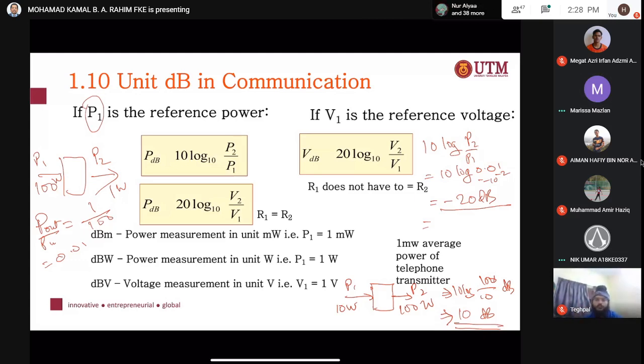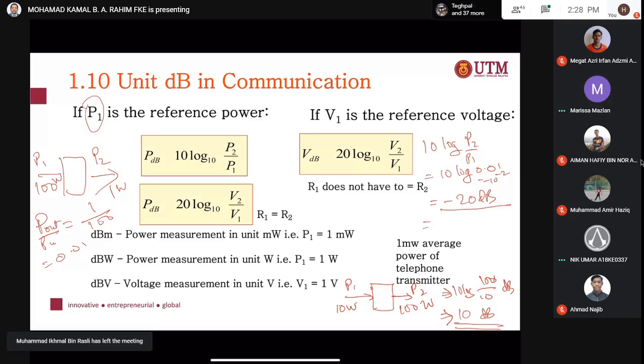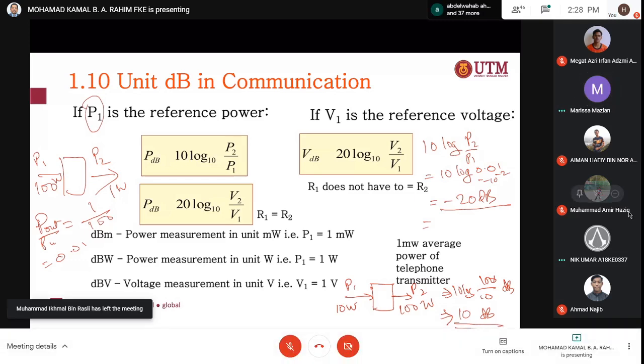Okay, what does it mean by minus 20 and plus 10? I think the power output is higher, meaning the power output produced is larger than the input. As you can see, 10 is higher, minus 20 is lower. Is it correct? Okay, so what does it mean?